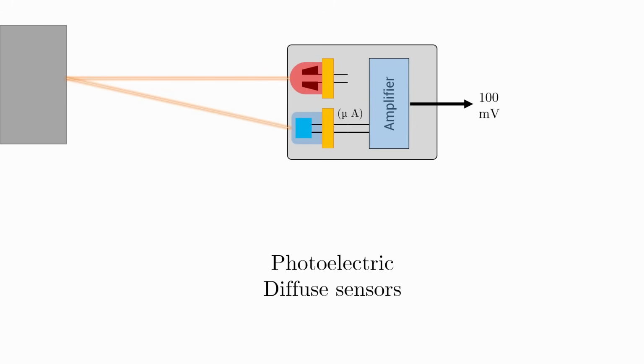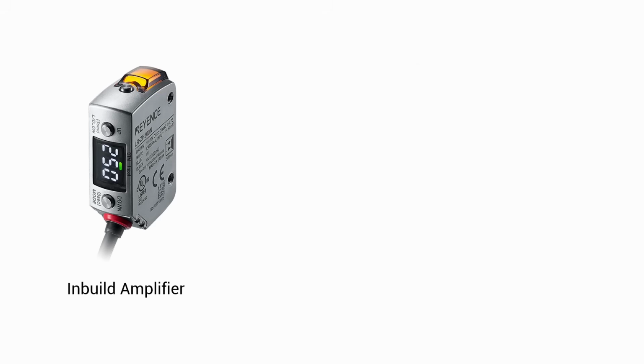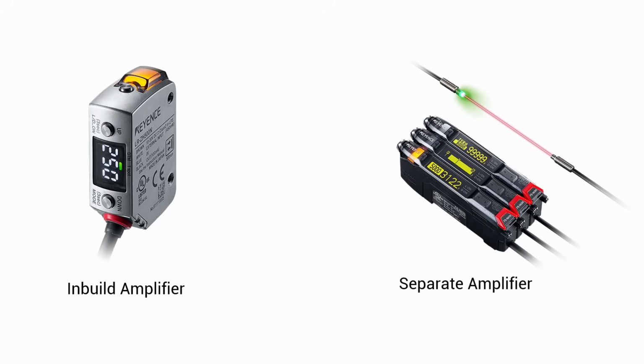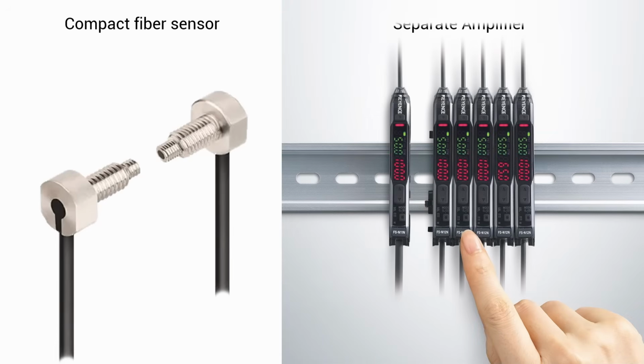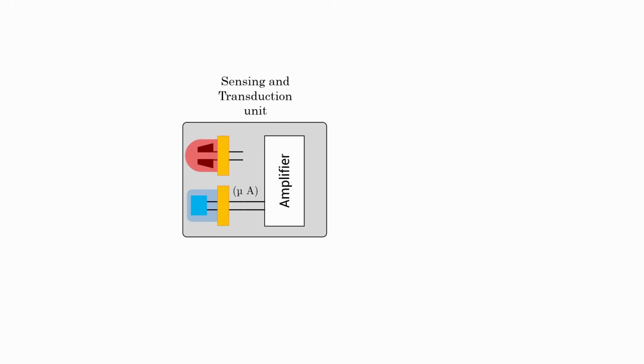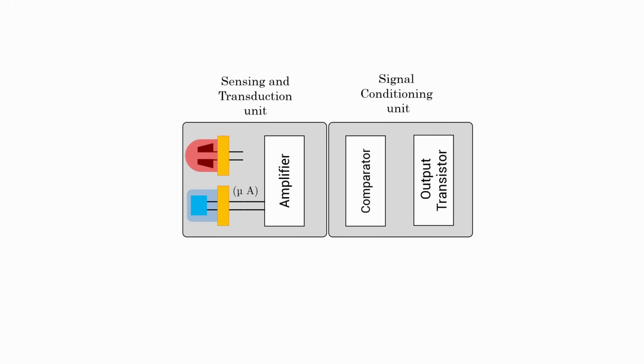So to make it useful, we use a signal conditioning unit, which can be built either into the sensor body or placed externally as a small module. Normally it's built into the sensor body, but in compact sensors for tight mounting space, the amplifier or adjustment units are kept separate, so you can do settings like range or sensitivity easily from the panel. Now, in a digital output sensor, the signal conditioning unit generally has two main parts: one is a comparator circuit and another is an output transistor, either PNP or NPN type.